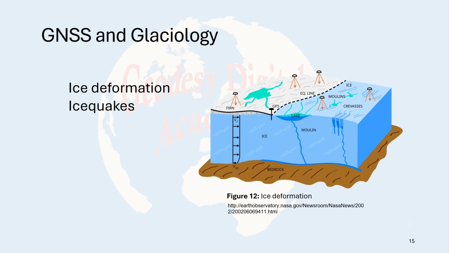This is in glaciology. For example, over areas like Greenland and Antarctica, we have GNSS receivers monitoring the changes of the ice by changing the coordinates of the receiver, which are measured by GNSS. Any type of deformation that happens there can be monitored by these GNSS receivers, even ice deformation or icequakes. The principle is very similar.